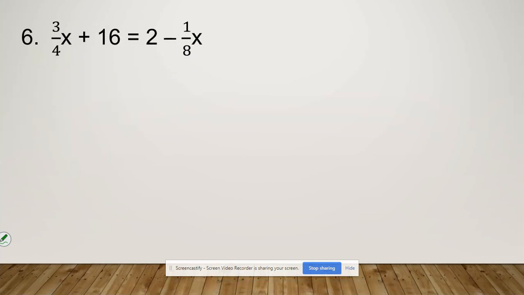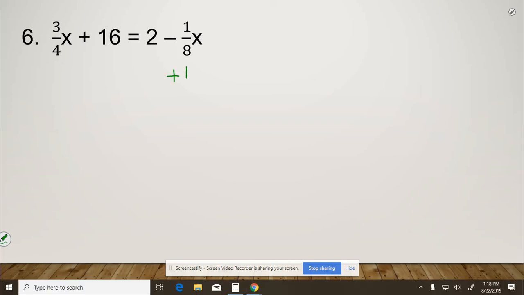All right, one more. We have number 6 with some more variables, okay, or more fractions rather. Of course, there's more variables. All right, so again, keep in mind when we're dealing with those fractions, we want to have a common denominator. Now, here we have positive 3/4 x and negative 1/8 x. To me, it makes more sense to add the 1/8 x than it is to subtract the 3/4 x. So we're going to add 1/8 x here and add 1/8 x here.